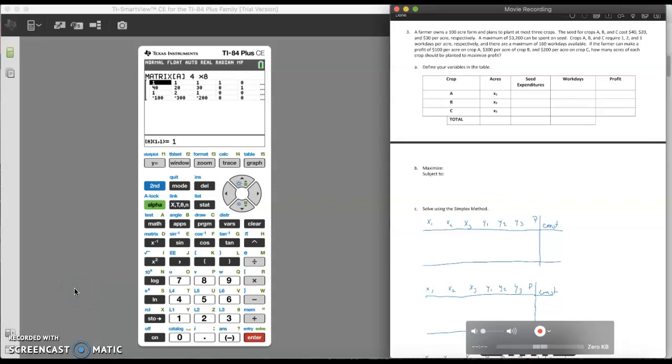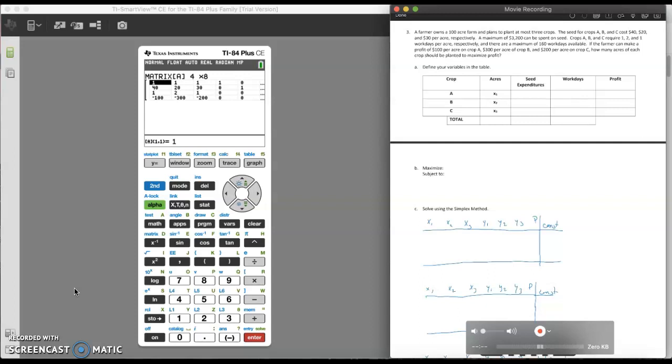Okay, let's do one more example of the simplex method from top to bottom of an application problem. So in this example, a farmer owns a 100-acre farm and plans to plant at most 3 crops. We have the seeds and how much they cost per acre. We have a maximum of how much can be spent on seed, $3,200.